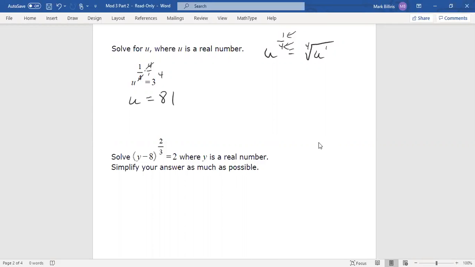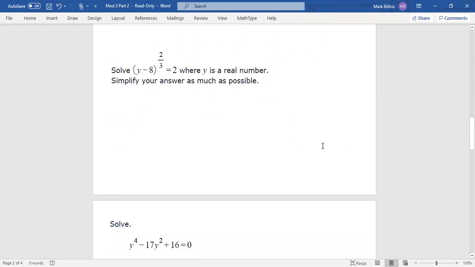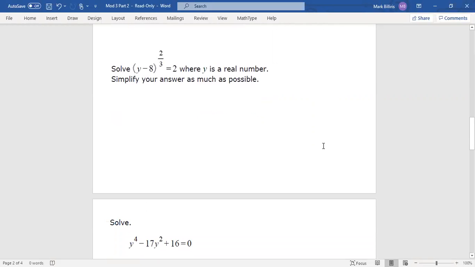So let's look at the next example. Here we're solving y minus 8 raised to the 2/3 power, and that equals 2. Now this is a little bit trickier because we're going to deal with something a little bit different when we take the reciprocal. So in order to get rid of the 2/3 power, I'm going to raise both sides to the 3/2 power.